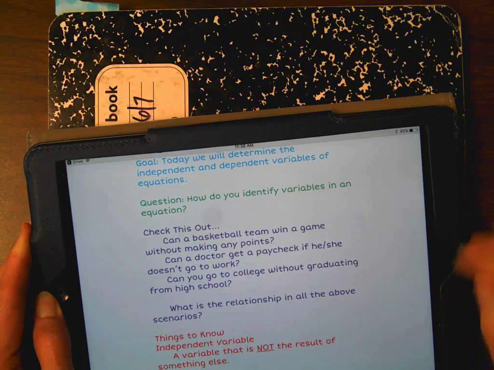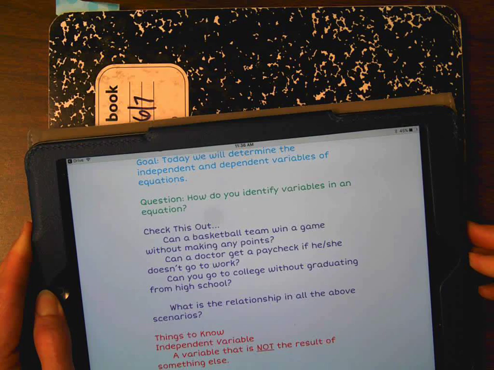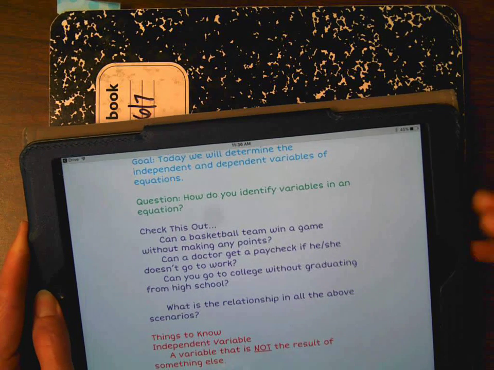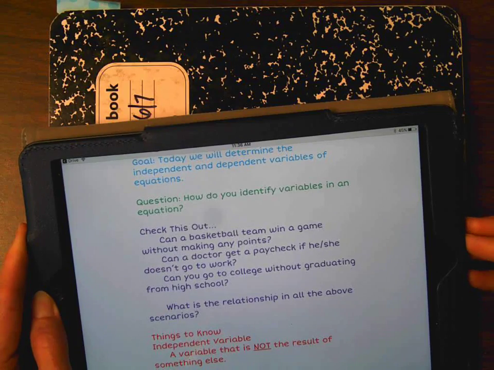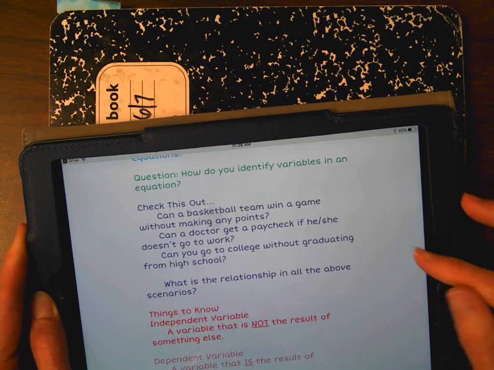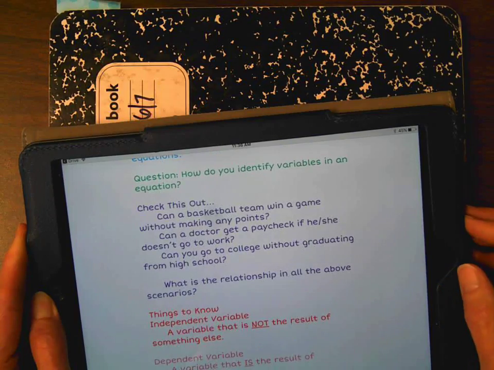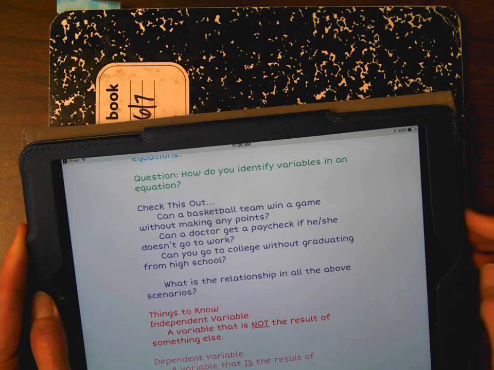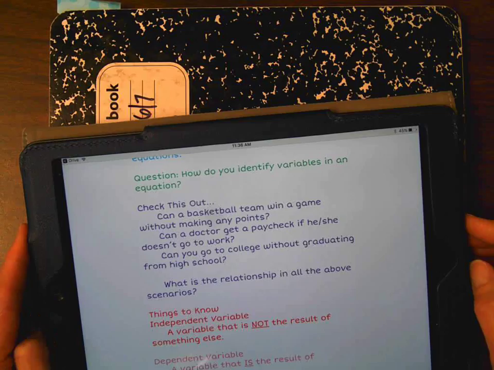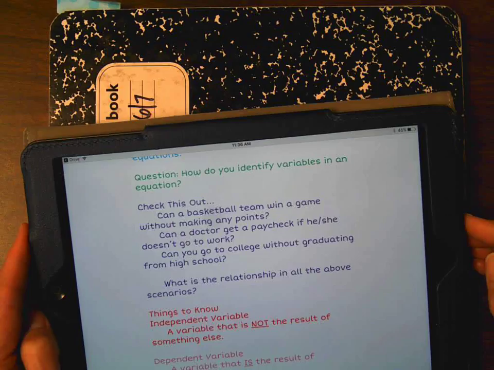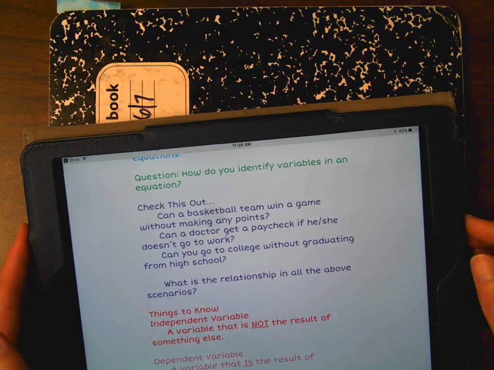Okay? Can you go to college without graduating from high school? The answer again is no, because college entrance or college availability depends on if you have a diploma from high school or a GED. Okay? So going on through those examples, what is the relationship in all of the above scenarios? And hopefully you're able to see that one depends on the other. So we like to call that a cause and effect relationship. Something causes something else to happen. So the cause happens, and then the effect is what comes out.